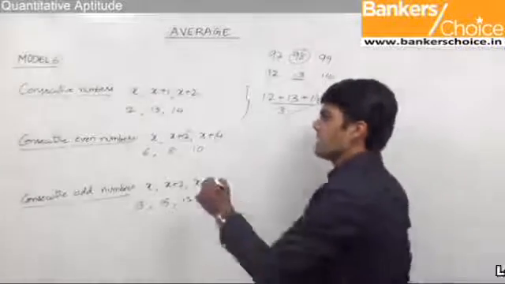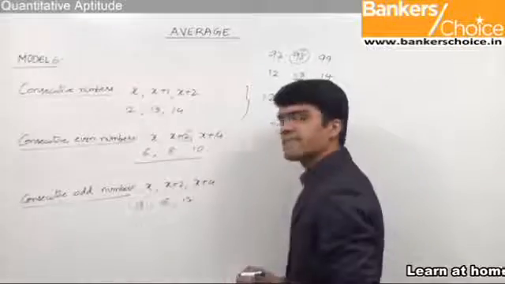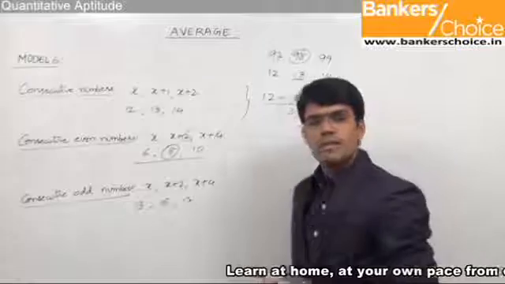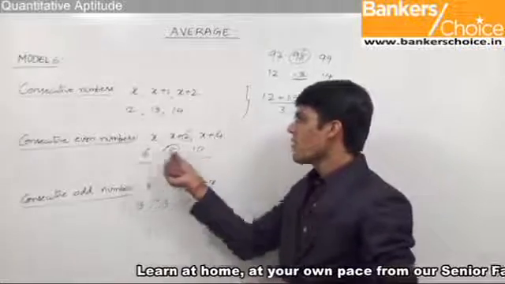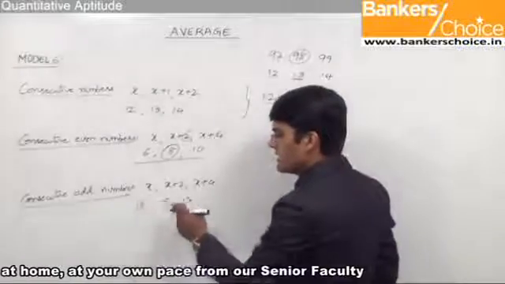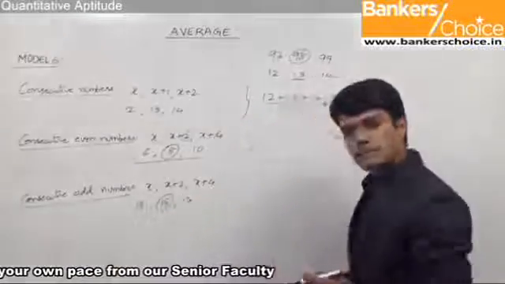For example, if we have to find out the average of 6, 8 and 10, I can directly say that the average will be equal to 8 because that is the middle number out of the given consecutive even numbers. And the average for 13, 15 and 17 should be 15.